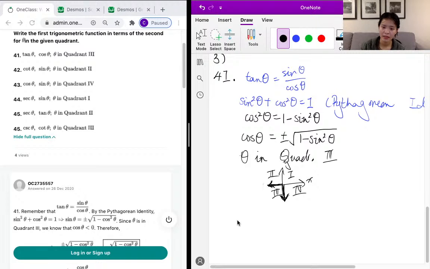So let's do our tan theta here. We know that tan theta is equal to sin theta over cos theta, and we know that cos theta is always negative in quadrant 3, so we put our negative cos theta right over here, and if our cos theta is negative, our sin theta should also be negative.